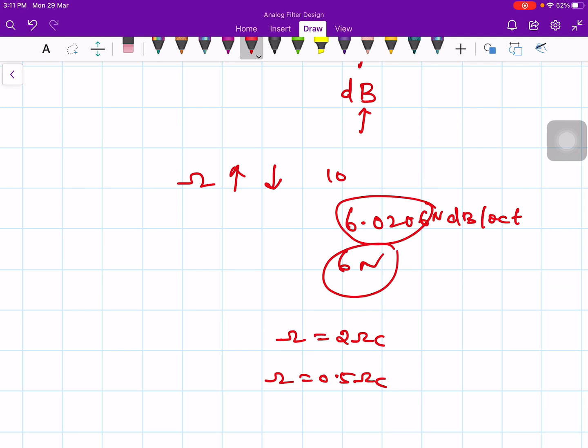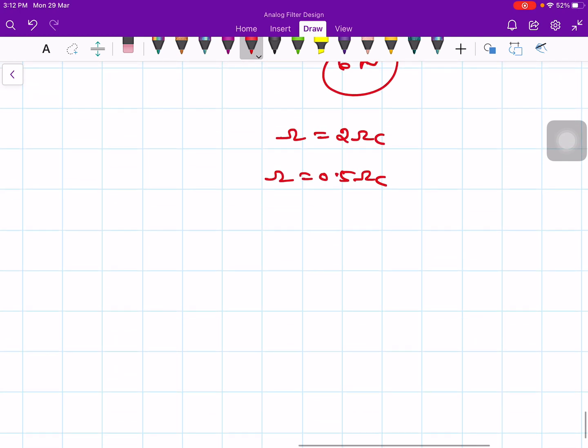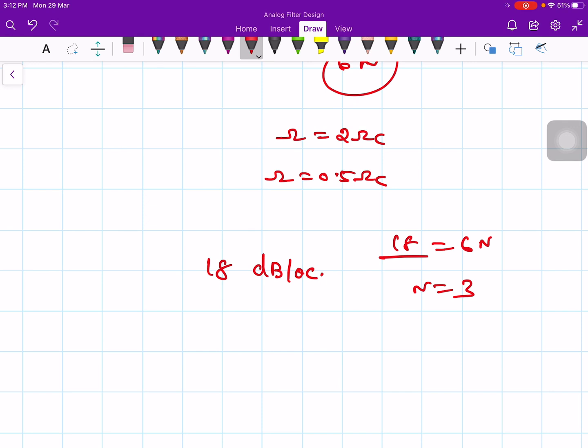So this makes it clear that if you know the asymptotic slope, and you are required to design a Butterworth filter with 18 dB per octave as a given specification, then you know that you require a third order filter. If the specification says we need 18 dB per octave, then 18 equals 6n and n is equal to 3. But this is not how it is specified. This is not the way to specify a Butterworth filter.